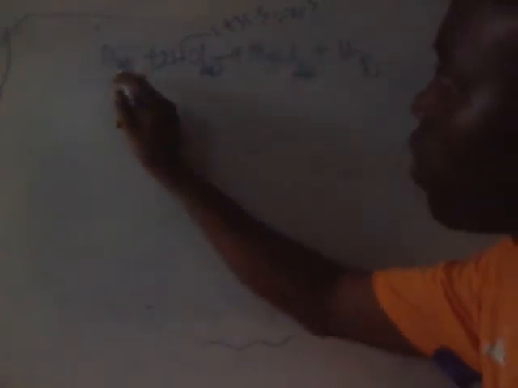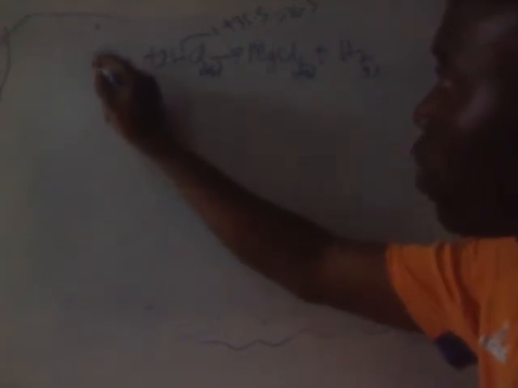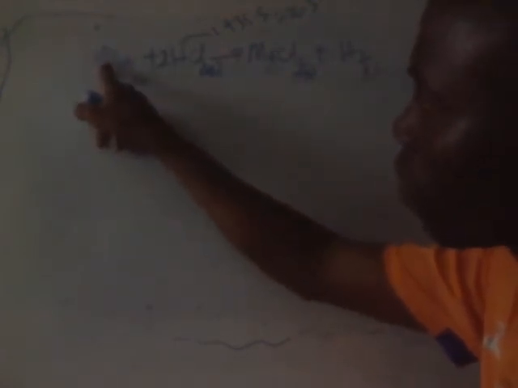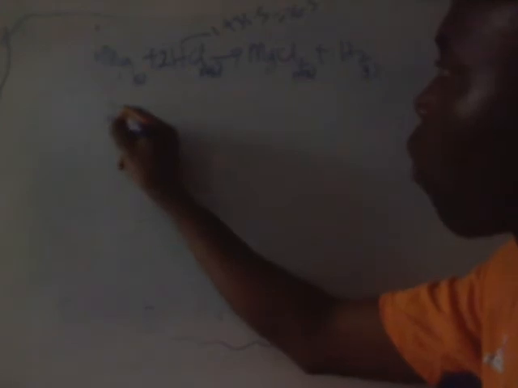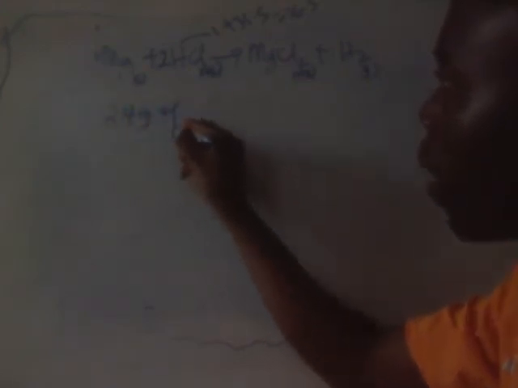So I think I calculated very well. So we are comparing magnesium and hydrogen gas. You can see that 1 mole of magnesium produces 1 mole of hydrogen gas here, after balancing. So what is the atomic mass of magnesium? It is given as 24. 24 grams of magnesium.